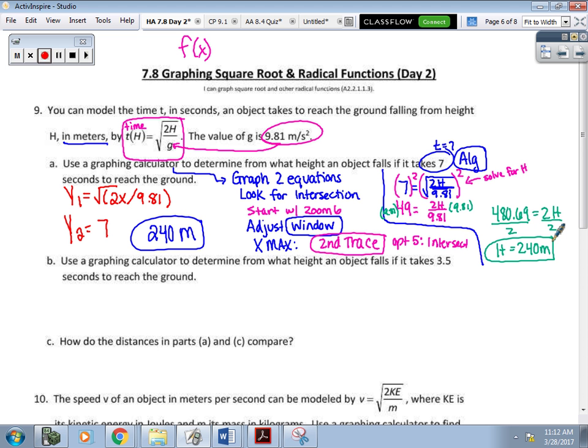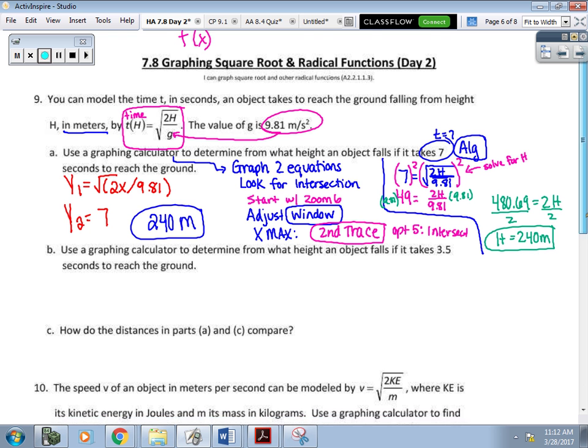Obviously, a lot of students will think this is much easier, but I do want you to be able to do it both ways, because you will be needing to use your graphing calculator a lot in your future math classes, so it's good for you to get comfortable.